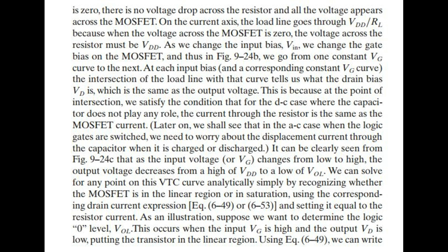This is because at the point of intersection, we satisfy the condition that for the DC case, where the capacitor does not play any role, the current through the resistor is the same as the MOSFET current. Later on, we shall see that in the AC case, when the logic gates are switched, we need to worry about the displacement current through the capacitor when it is charged or discharged.